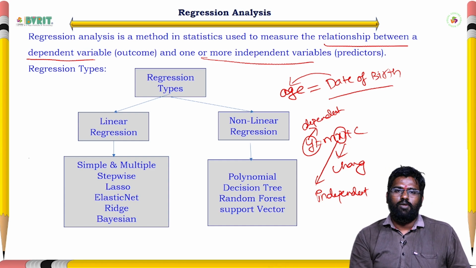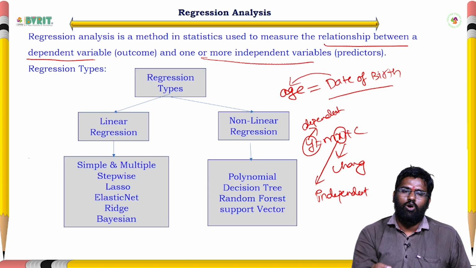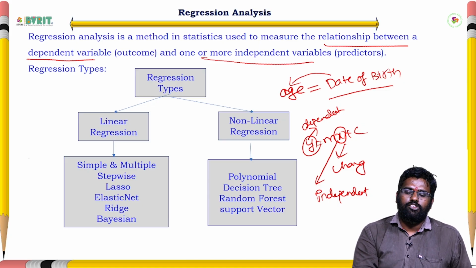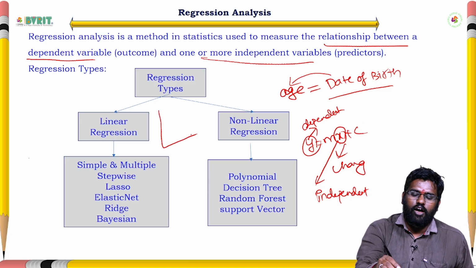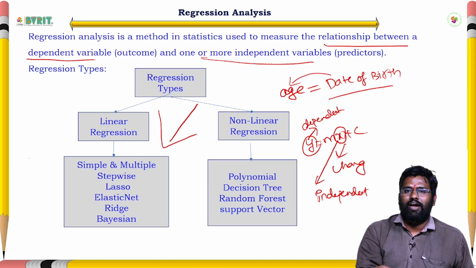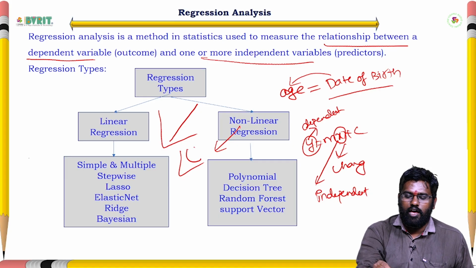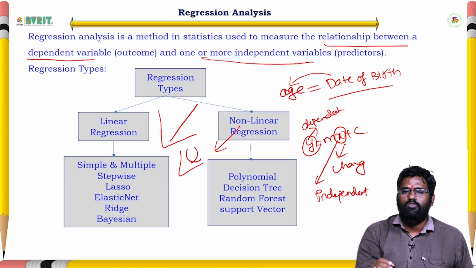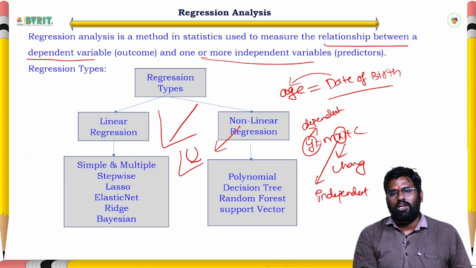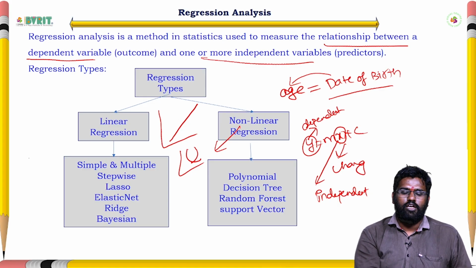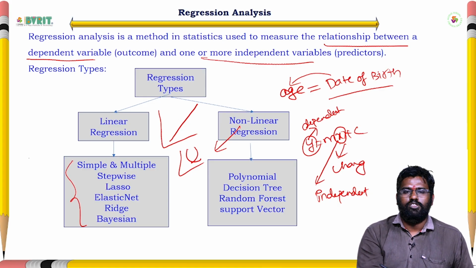So we have different types of regression. We have linear regression and non-linear regression. Linear regression means all the graph lines will be in a straight line format. Non-linear regression means the graphs are in curved shapes like this or like this. Different types of curved shapes can be there in non-linear regression. Coming to linear regression, these are the different types of linear regression.